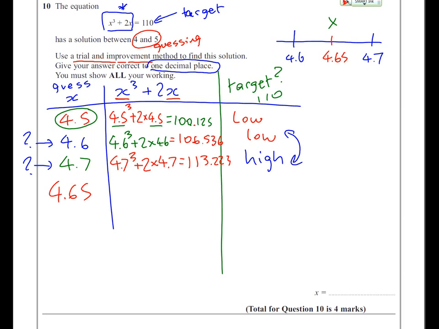4.65 cubed plus 2 times 4.65, and you get 109.84, etc. That's too low. That means that this value is too low for x, so x must be here. So what we're going to put in our answer is 4.7. Do not put 4.65. This might be closer. However, your answer is only to one decimal place. If you put 4.65, you won't get all the marks, I'm afraid. So 4.7 is our answer.